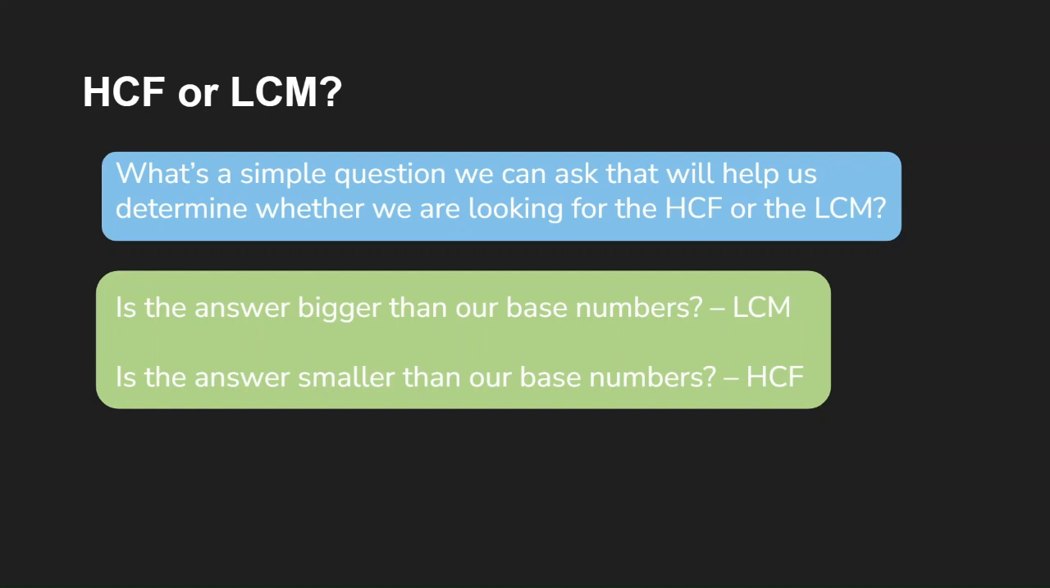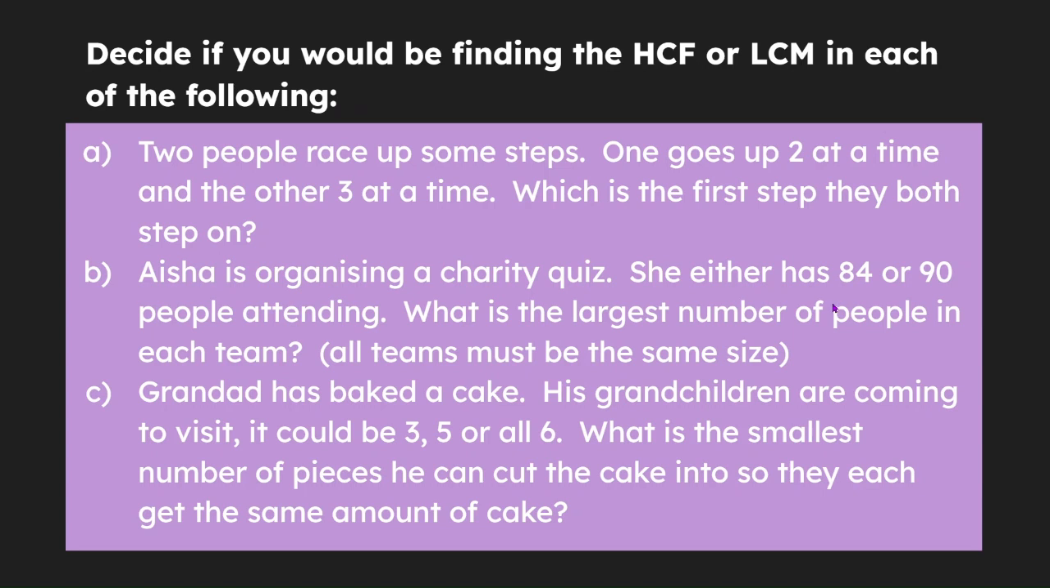So I'm going to throw some questions up on the screen here, and I would like you to decide if you would be finding the highest common factor or the lowest common multiple in each of the following. So I will read out each of the questions, and then I'd like you to take a couple moments to use your skills and strategies that you've learned to figure out, do you need highest common factor or the lowest common multiple?